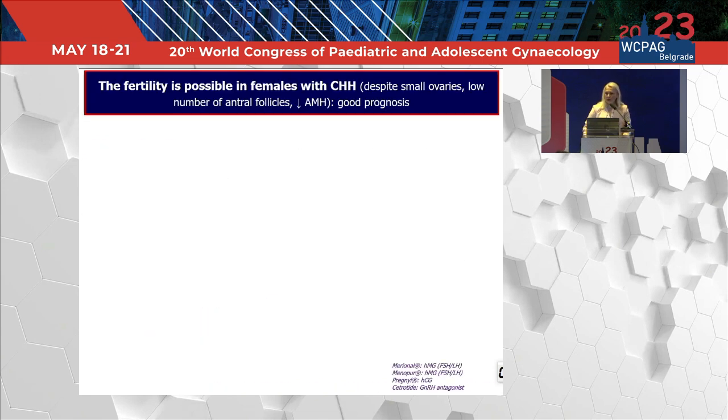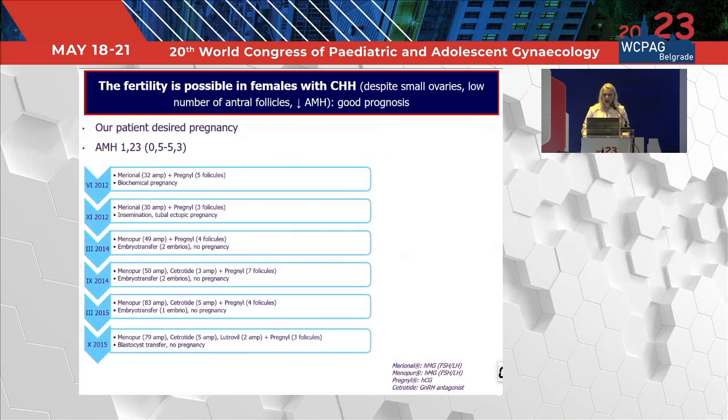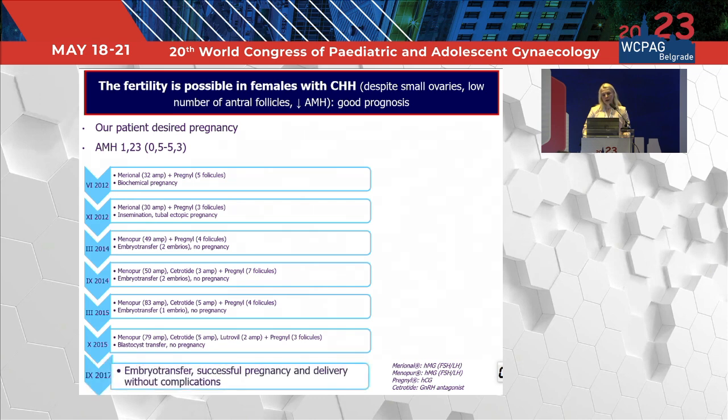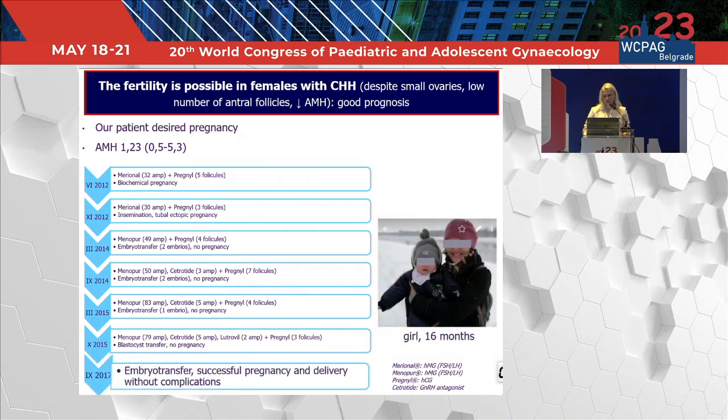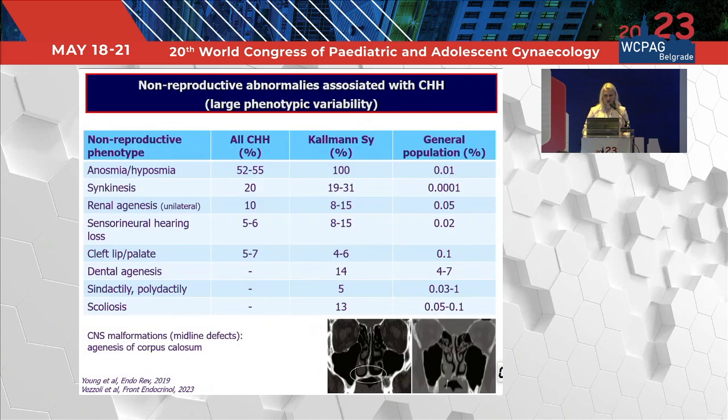Fertility is also possible in these patients despite small ovaries and a small number of antral follicles. Our patient desired pregnancy, and after numerous stimulations and embryo transfers, after 5 years, she got pregnant and she delivered a child, a girl, without complications.